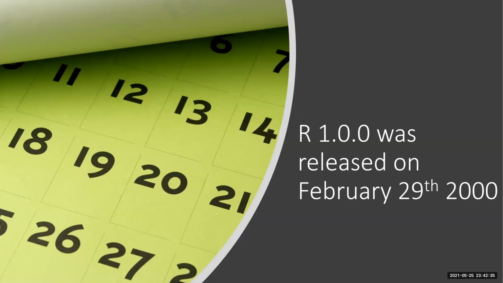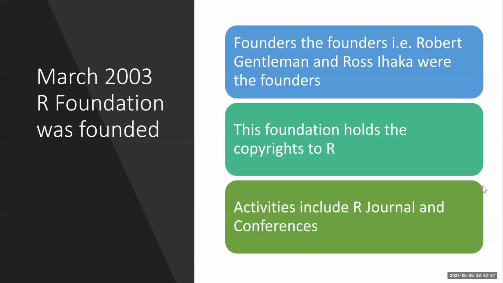R 1.0.0 was released on February 29, 2000. You can still download this version even today and use it to study the interface. In March 2003, R Foundation was founded. The founders of R were the presidents of this foundation. Additionally, the copyright of this software belongs to R Foundation. This foundation started work on activities that included organizing conferences and publishing an R journal.